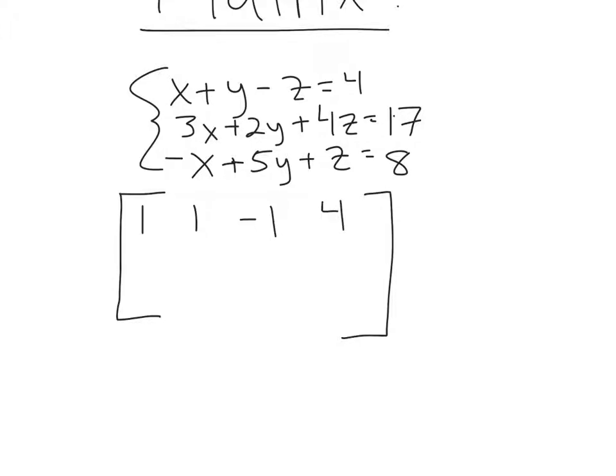Now let's do the same thing for the second equation. I have a 3, a 2, a 4, and a 17. And then last but not least, the final row, we have a negative 1, a 5, a 1, and an 8. Plugging our system of equations into the matrix is typically not the hard part, okay? It's actually pretty straightforward. But make sure you listen very carefully to what we're about to do next.